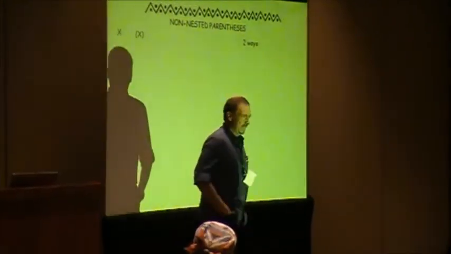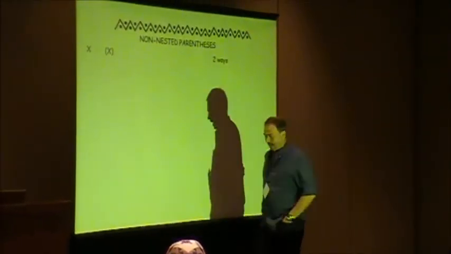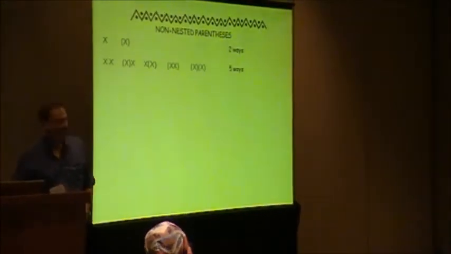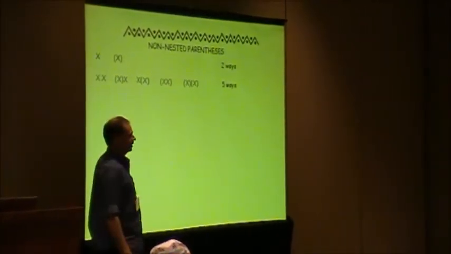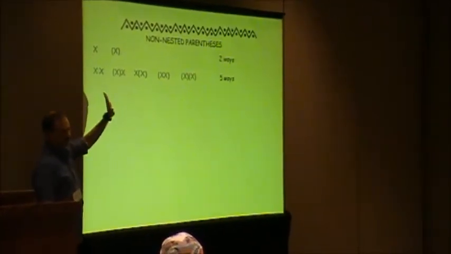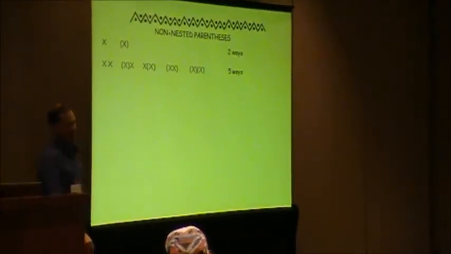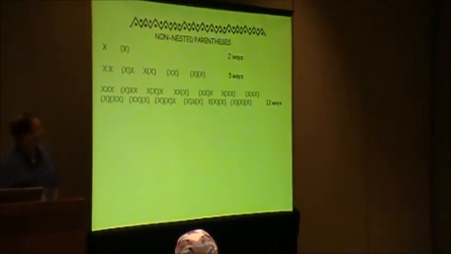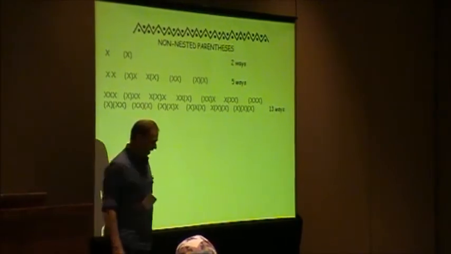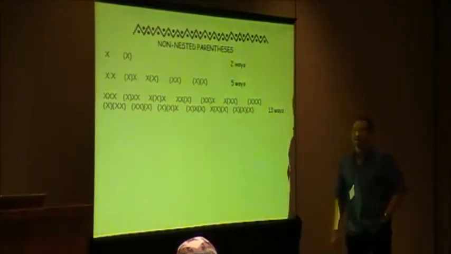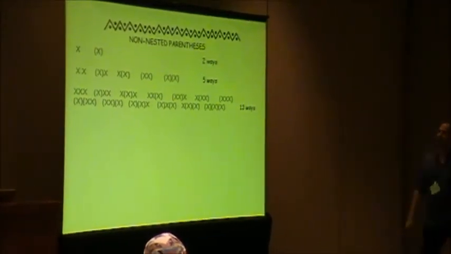So here's one symbol, and I'm going to place parentheses around it. Not very exciting. I either do it or don't do it. Two ways, two choices. If I give myself two symbols, now it's many ways I can put parentheses around the two symbols, and I'll avoid nested parentheses. Essentially, there are 5 ways to do it. Things get a bit tedious, but for 3 symbols, there are 13 ways to put parentheses around a set of 3 symbols.